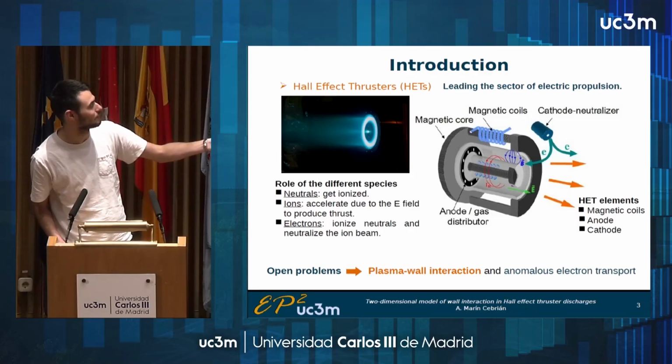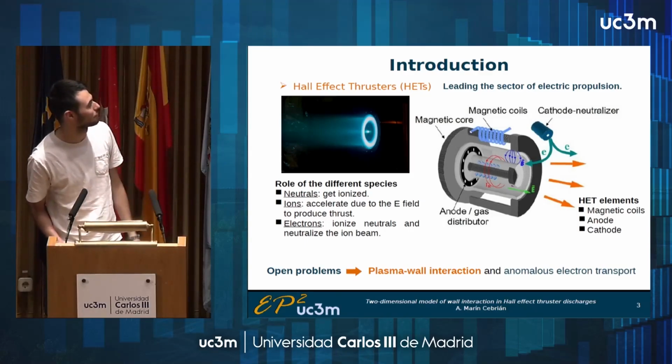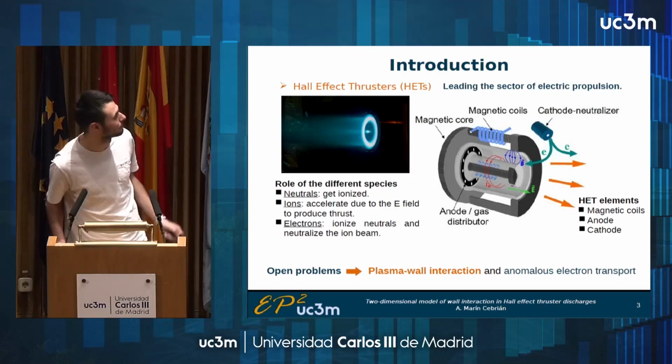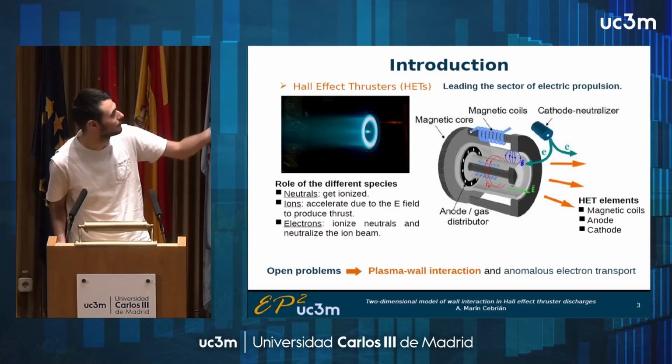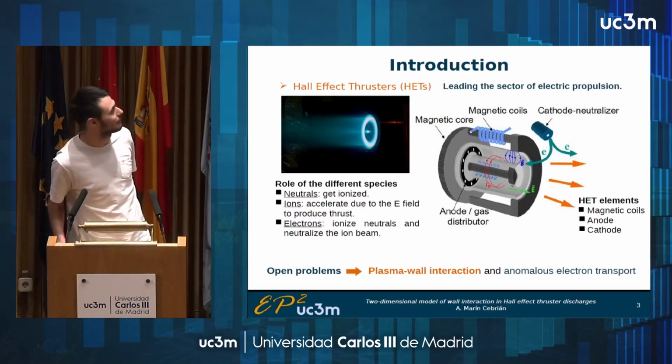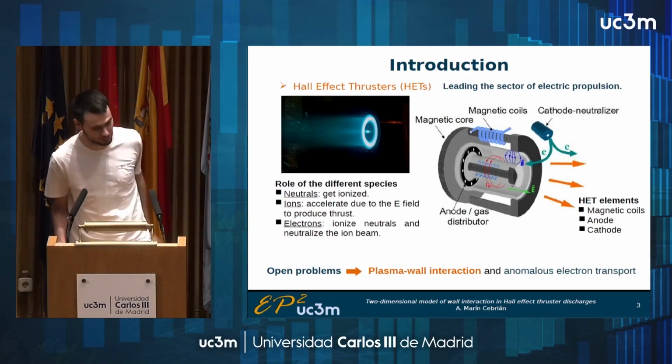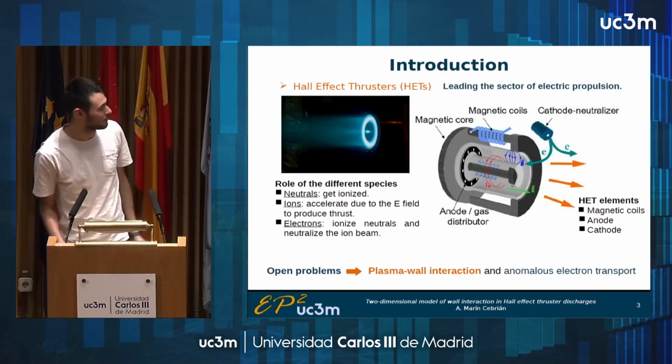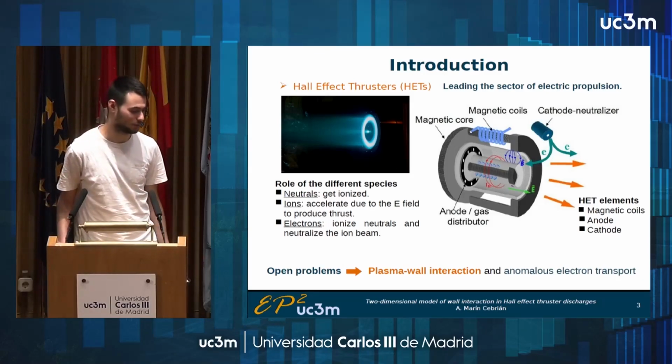One of the beams is going downstream to neutralize the ions that are going down, and some part of the electrons are coming inside the channel and are the ones that are actually ionizing the neutrals and generating the ions that we need to make the thruster work.